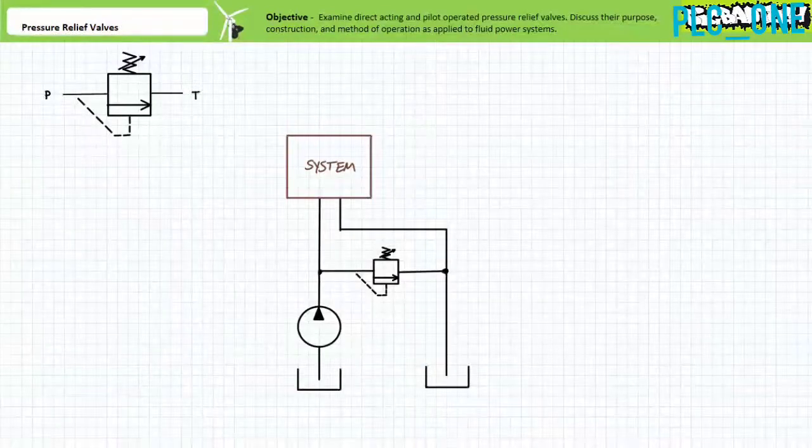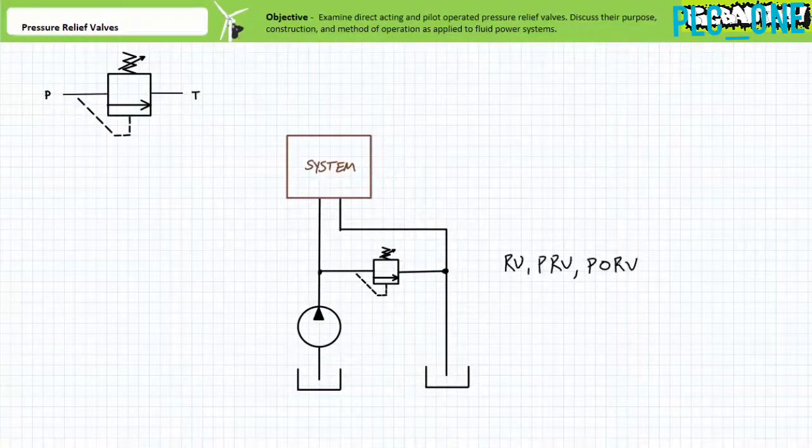Pressure relief valves are often referenced on a schematic using the shorthand RV, PRV, or if it needs to be explicitly stated that the relief valve is pilot operated, PORV. The purpose of a pressure relief valve, again, is to limit the system maximum pressure by providing an alternate flow path to the tank when flow in the circuit is otherwise blocked.